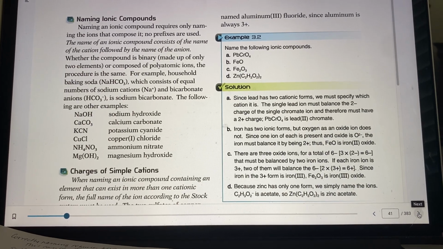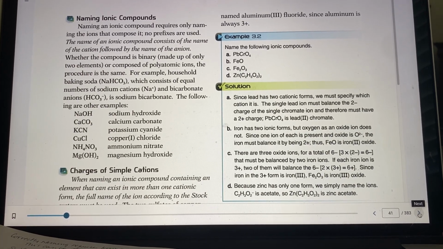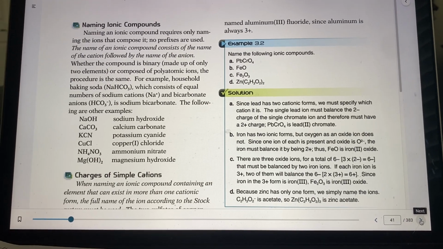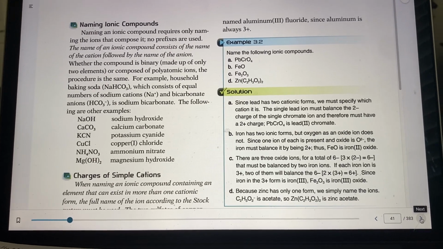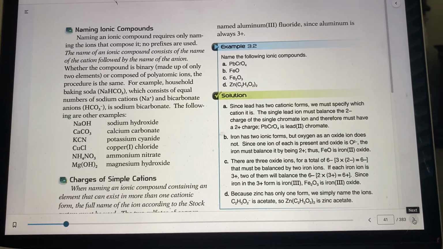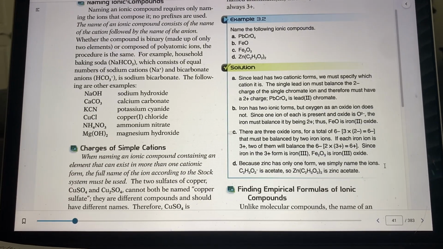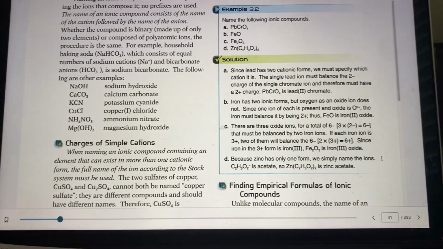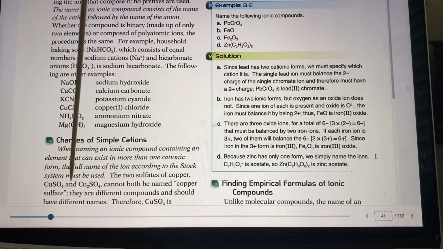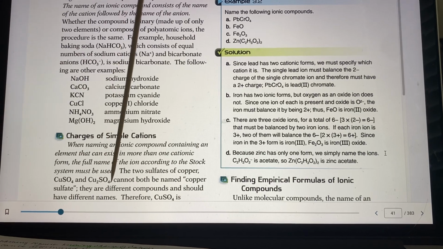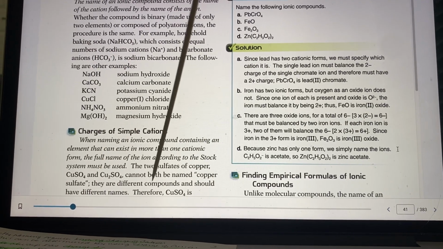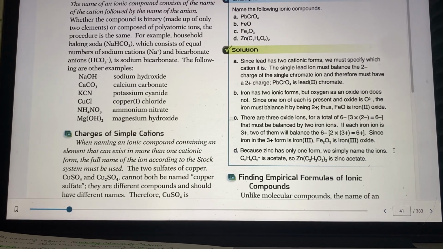So when naming ionic compounds containing an element that can exist in more than one cationic form, the full name of the ion, according to the Stock system, must be used, is what they're saying here. So let's go up here. If you have copper sulfate and copper 2 sulfate, they cannot both be called copper sulfate. So you have to tell which copper sulfate it is.